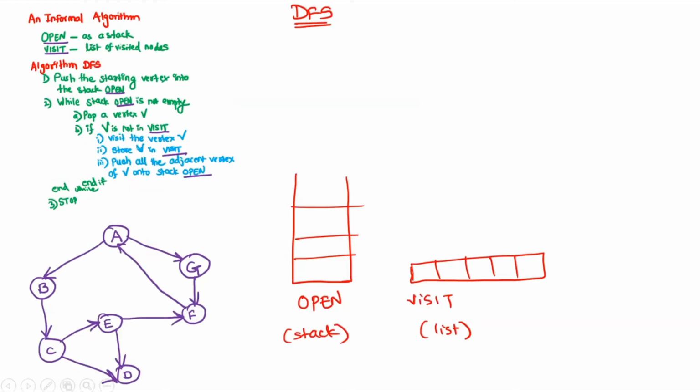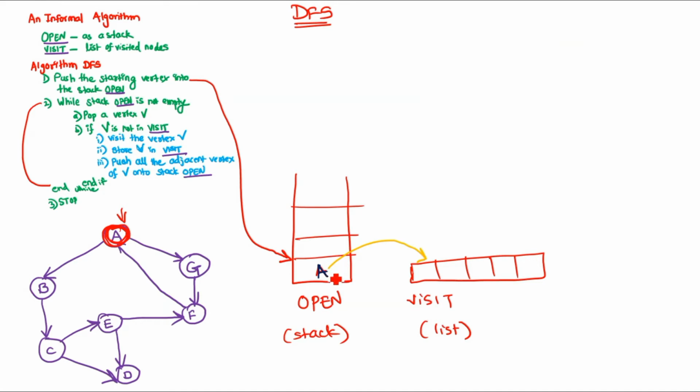Well, let's understand this by using an example. So how can we do these things? The first thing is to push the starting vertex into the stack open. Suppose we want to start our DFS from vertex A, so we'll push it into the stack. Now it will always be inserted on the top of the stack, so A will come here. Now next, the stack open is not empty.